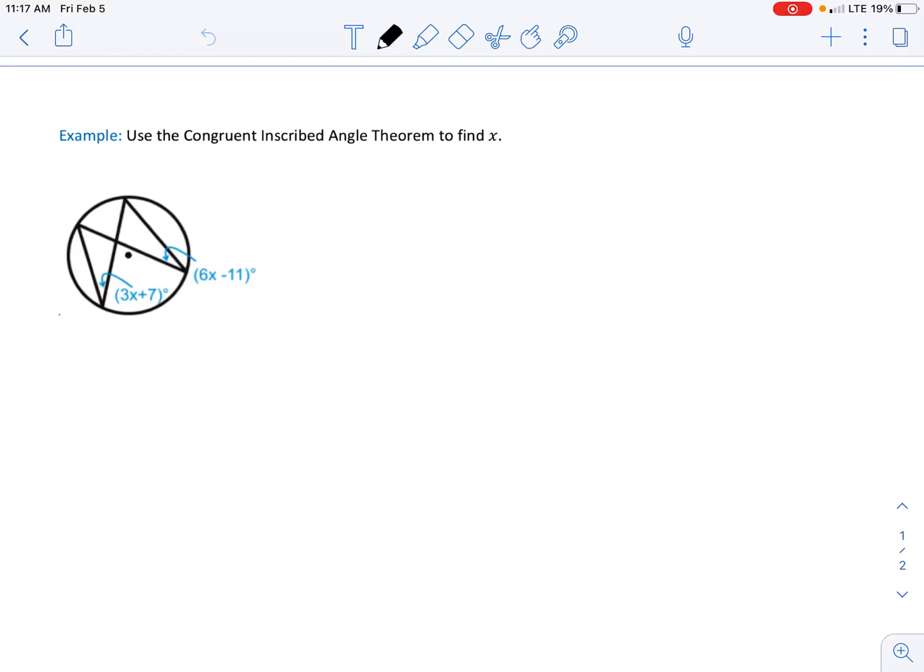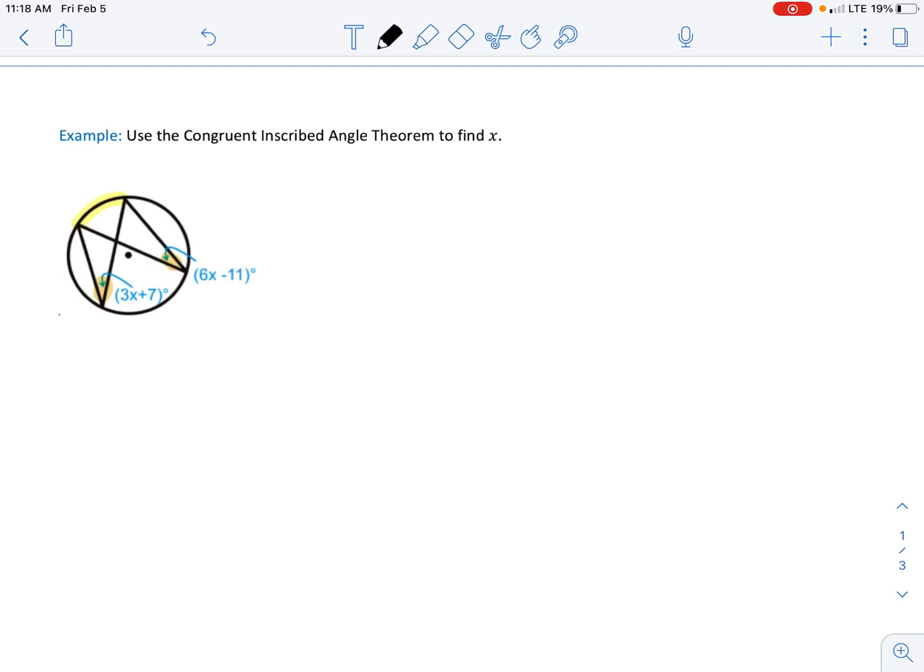Hello everyone. So in this example here, we're going to use the congruent inscribed angle theorem to find x. And so recall with the congruent inscribed angle theorem that these two inscribed angles that I'm going to highlight here in orange, these angles here, are congruent. That's what the congruent inscribed angles theorem says. Okay, because both of these angles here share the same intercepted arc.